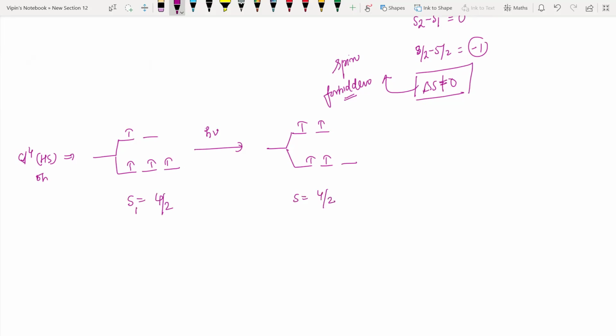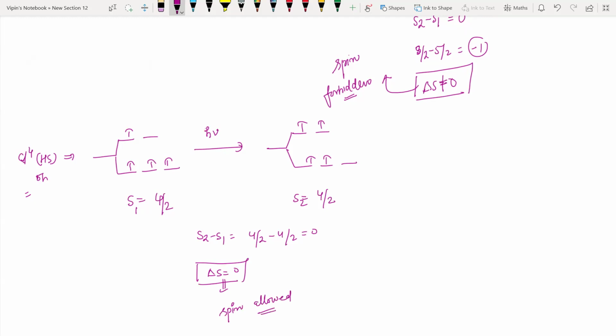This is S1, the spin quantum number of the first state, and the spin quantum number of the second state. These two states are involved in the electronic transition. The difference S2 minus S1 is equal to 4/2 minus 4/2, that is 0. So here delta S equals 0. It means the electronic transition in d4 high spin complexes is spin allowed, unlike the electronic transition in the d5 high spin system. This is spin allowed.